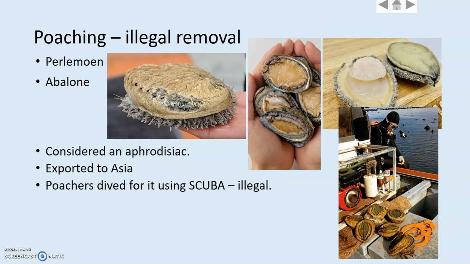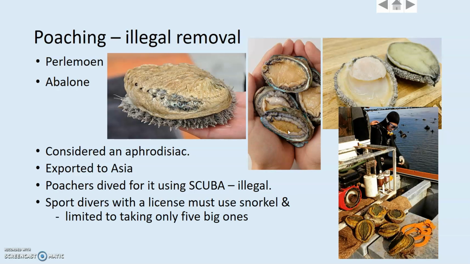It's not fair, and they go under for a long period of time and just strip the rocks of all of them, irrespective of the size, even the little ones. Sport divers, on the other hand, if they pay for a license, they have to use a snorkel. That means taking a breath, going down, and you can only be down for a few seconds, and you're limited to only taking 5 of the big ones. The big ones, about the size of your hand, are not allowed to fit through the measuring ring like that.